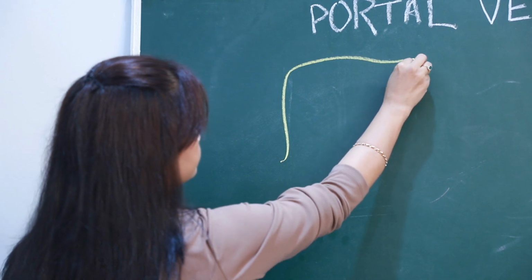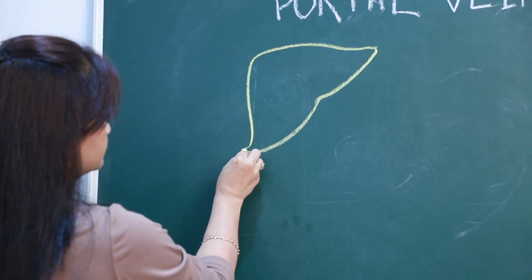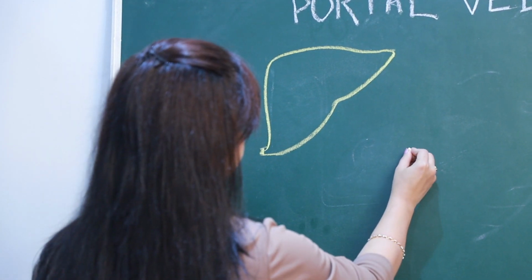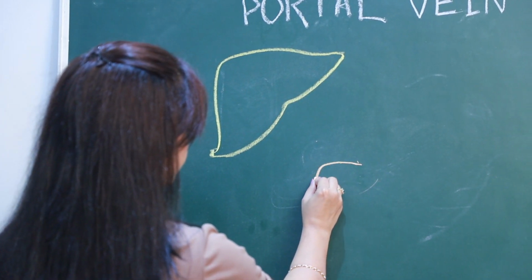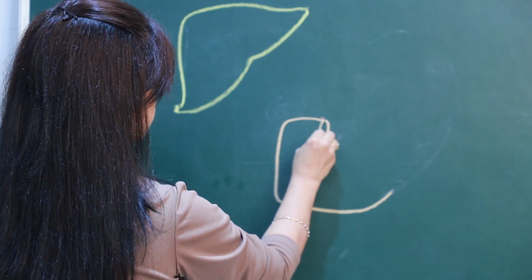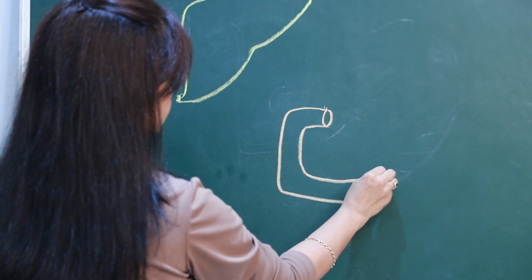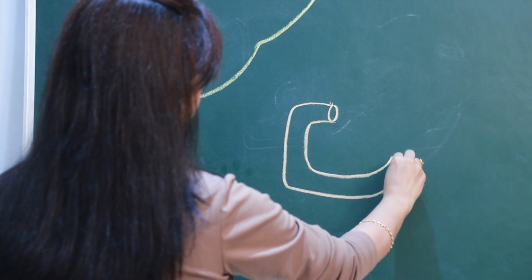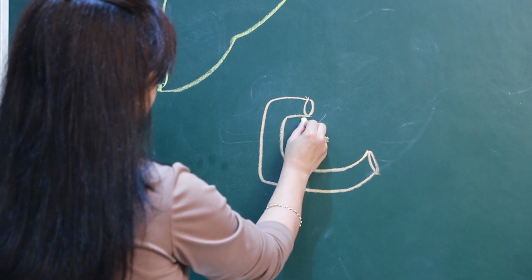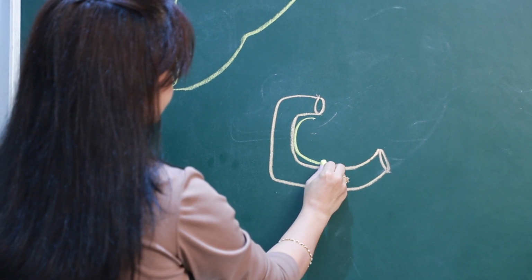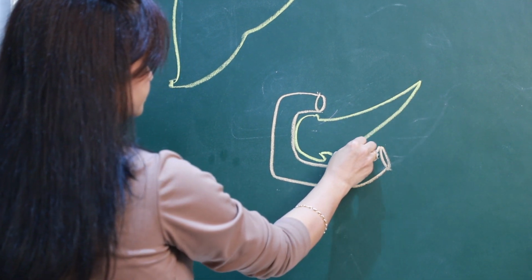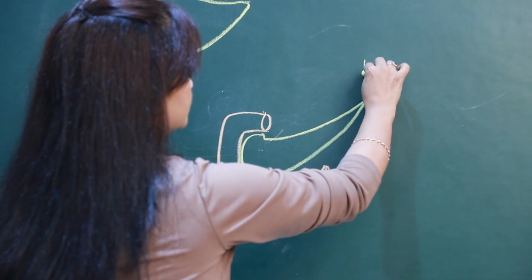Here is the liver. Here is the duodenum. And here lies the pancreas. And this is the spleen.